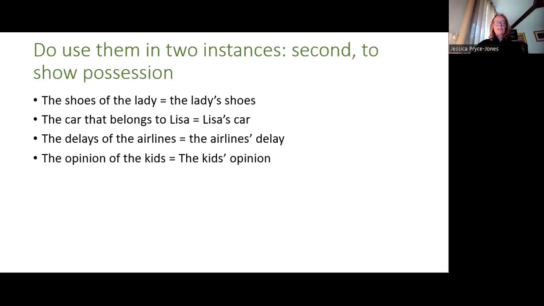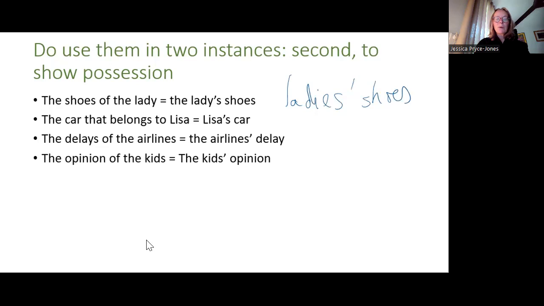Okay, we're getting more complicated here. So the second instance is you show possession. You use an apostrophe to show something belongs to somebody else or to someone. So the shoes of the lady goes to the lady's shoes. And remember, if it was a plural, it would be ladies' shoes. Okay, that car belongs to Lisa. It's Lisa's car. Right, so then we haven't got loads of Lisas, so we'll leave that one there.